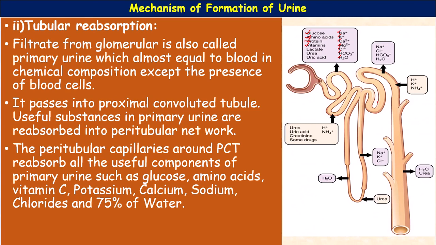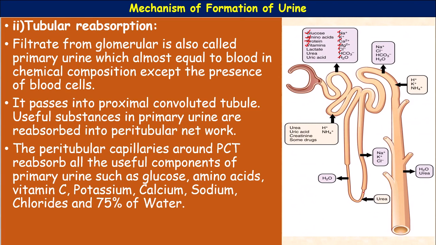In the descending loop of Henle, 5% of water comes out due to osmosis because of the high osmotic pressure of the medullary extracellular fluid. The sodium enters the tubules and it increases the hypertonicity of the nephric filtrate, so it becomes more concentrated.